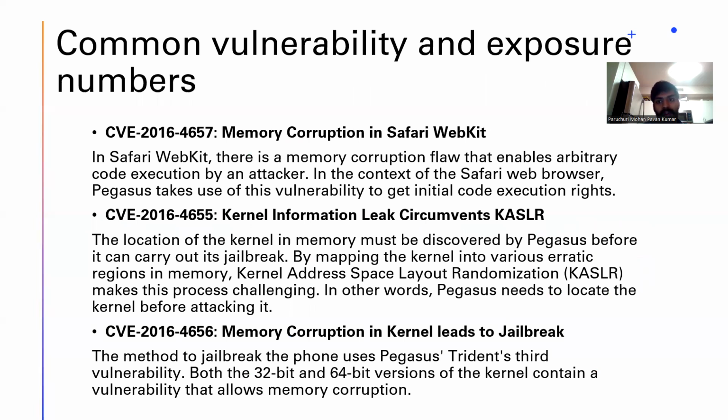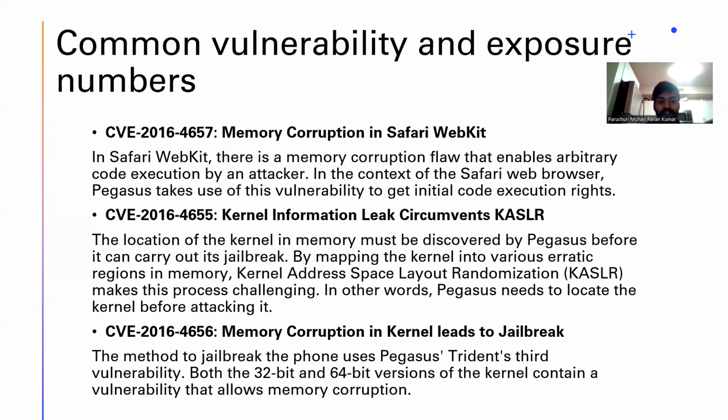So CVE is Common Vulnerabilities and Exposures, where 2016 is the year and 4657 is the number given to that entry. CVE-2016-4657 is a memory corruption in Safari WebKit. In Safari WebKit, there is a memory corruption flaw that enables arbitrary code execution by an attacker. In the context of the Safari web browser, Pegasus makes use of this vulnerability to get initial code execution rights.